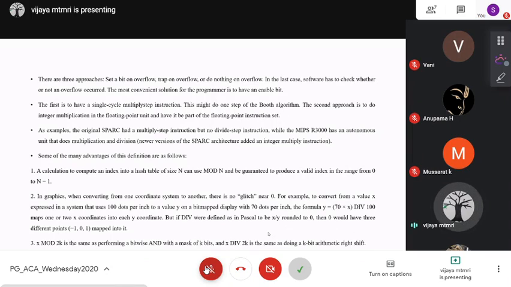In graphs, when converting from one coordinate system to another, there is no glitch near zero. For example, to convert from a value x expressed in a system that uses 100 dots per inch to a value y on a bit mapped display with 70 dots per inch, the formula y equals 70 times x divided by 100 maps 1 or 2 x coordinates into each y coordinate. But if division were defined as in Pascal to be x by y rounded toward 0, then 0 would have three different points, that is minus 1, 0, 1, mapped into it.